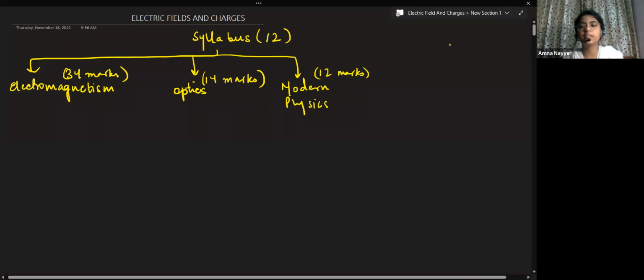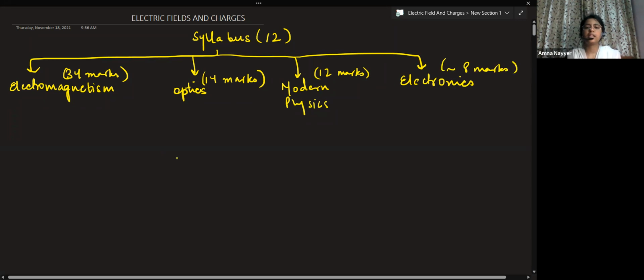And then we have electronics, the last branch. This comes for around 8 to 9 marks every year in your exams. Now see, in electromagnetism, we deal with electrostatics, current electricity. Let me write it down for you. So majorly we have electrostatics.